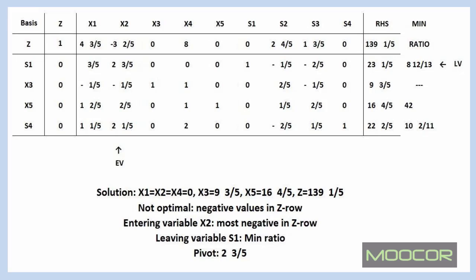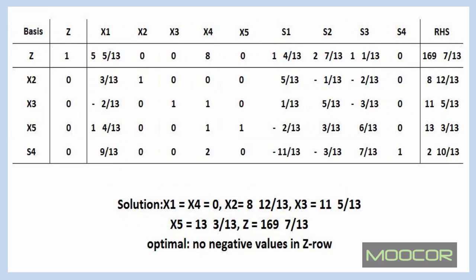In this tableau, I notice that all elements in the 0 row are positive. So this tableau is representing the optimal solution. You can read the solution from the basis and the right hand side. x2 is 8 and 12/13, x3 is 11 and 5/13, x5 is 13 and 3/13, S4 is 2 and 10/13. The right hand side value, which is the z value, is also identified.